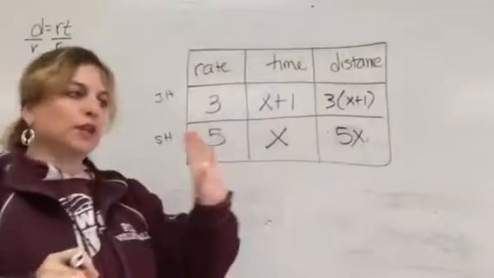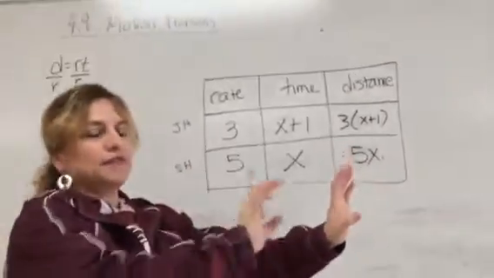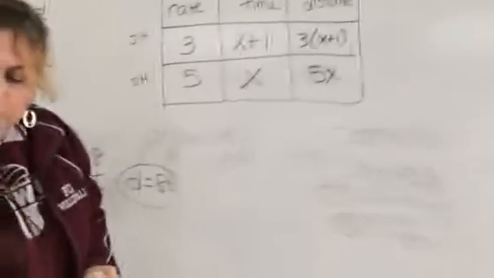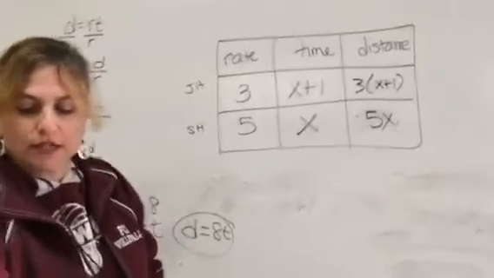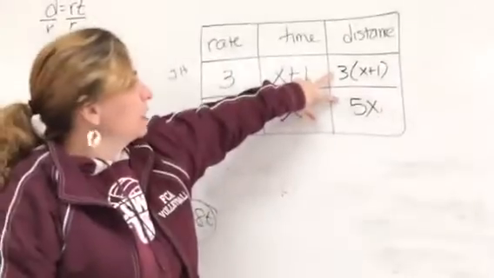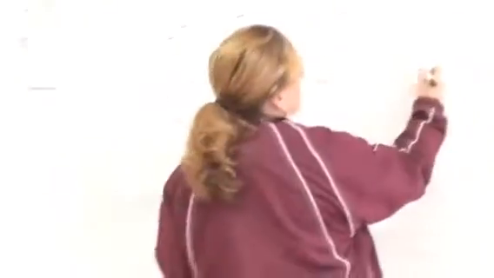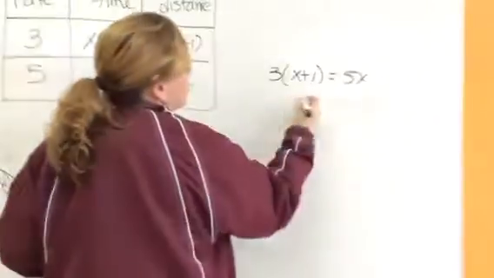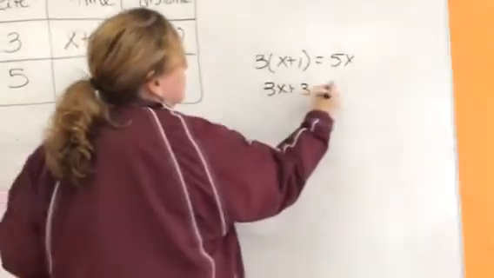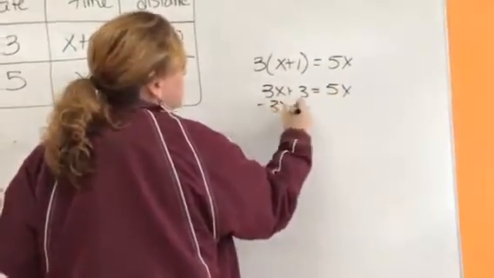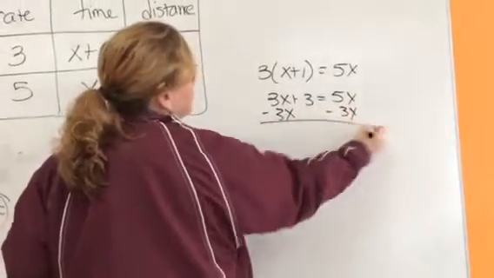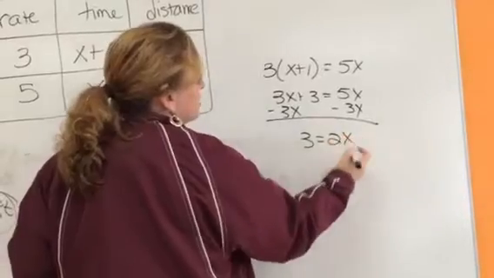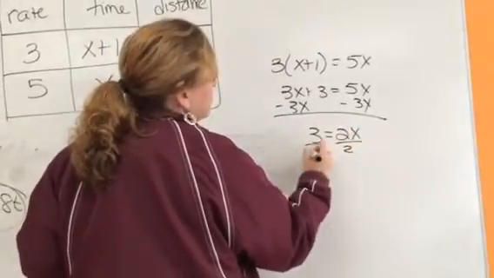Now, the junior high has left, the senior high has left, and eventually they're catching up to each other, because it says, how much time will pass before the senior high class catches up with the junior high? That means we have to make these distances equal. 3 times X plus 1 equals 5X. Do this out: 3X plus 3 equals 5X. Subtract 3X from both sides. You get 3 equals 2X, and then divide by 2.